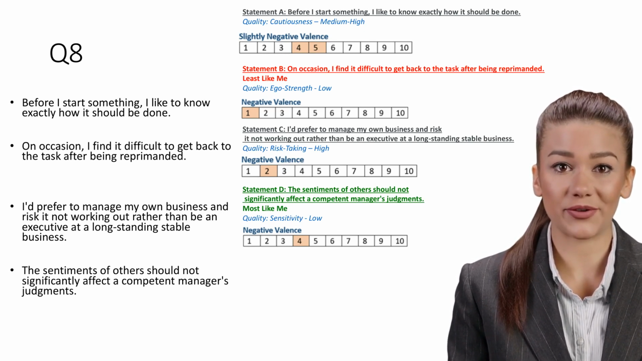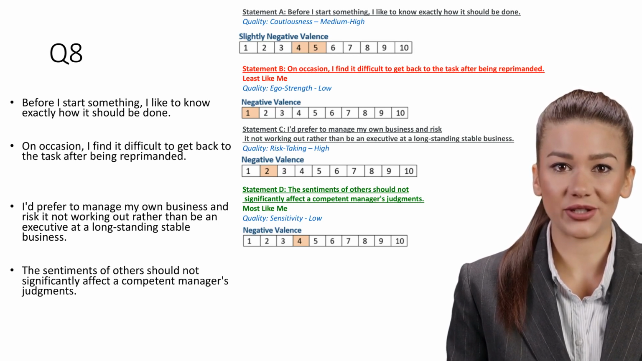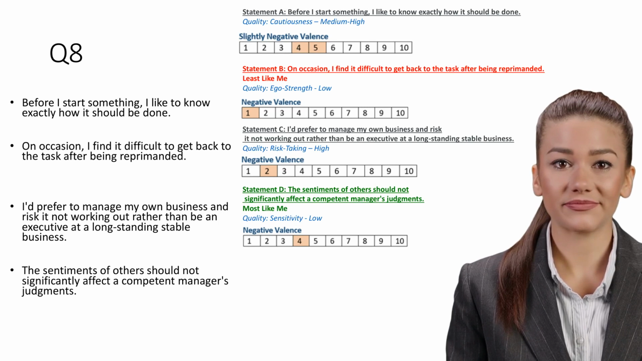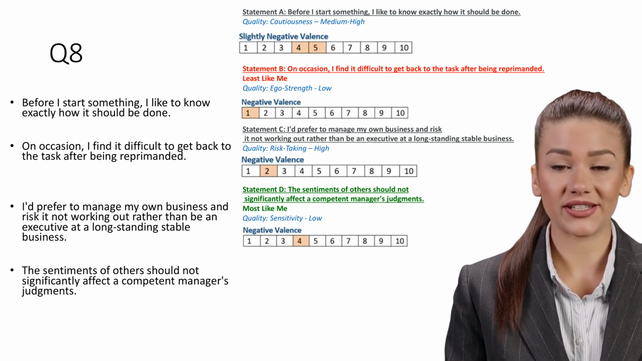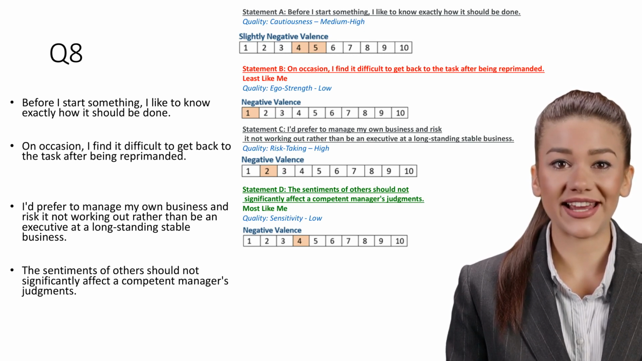Statement C. I prefer to manage my own business and risk it not working out rather than be an executive at a long-standing stable business. Quality. Risk-taking high. Most of the jobs the Caliper test will cover are in larger corporate environments who are unlikely to recruit candidates with a preference for small business environments. This statement is equally as negative as the previous one but less relevant.